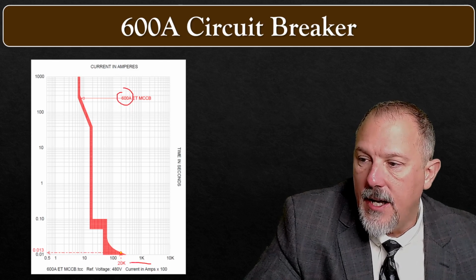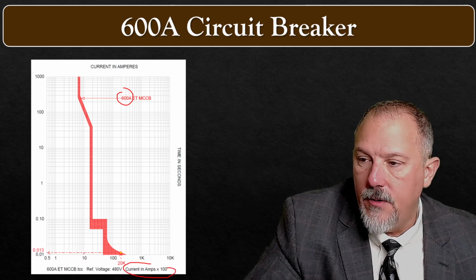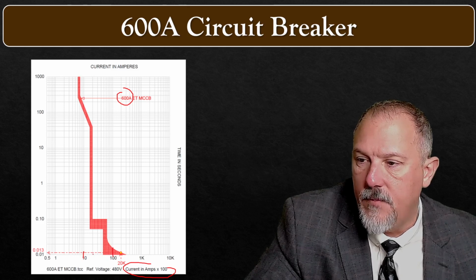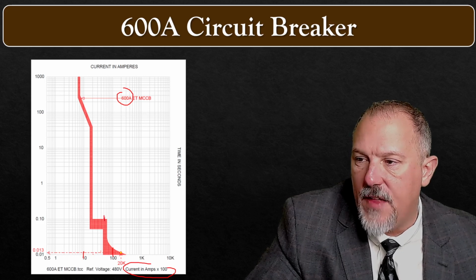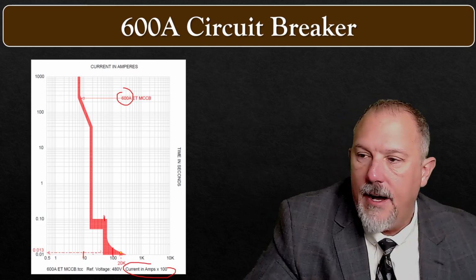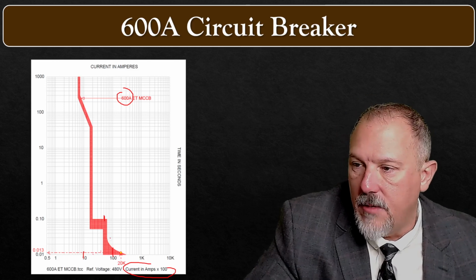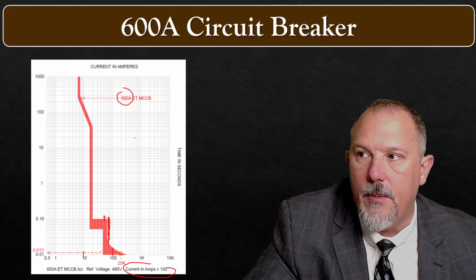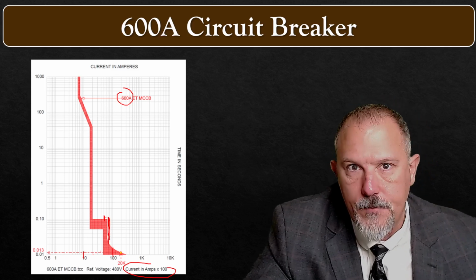This is current times 100. So I know this is 1,000. This is 10,000. The instantaneous pickup, 2,000, 3,000, 4,000, around 5,000 amps, we'll call it. I'm still in the short time delay. 5,000, 6,000, about 7,000 amps. I'm into the instantaneous pickup of this 600 amp breaker.